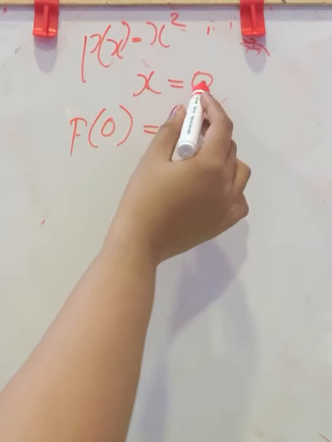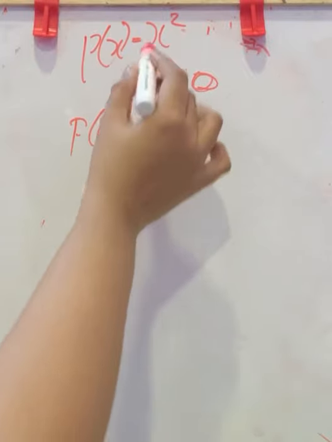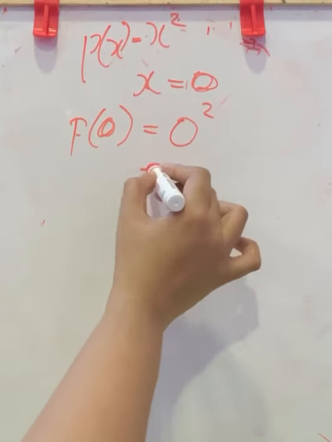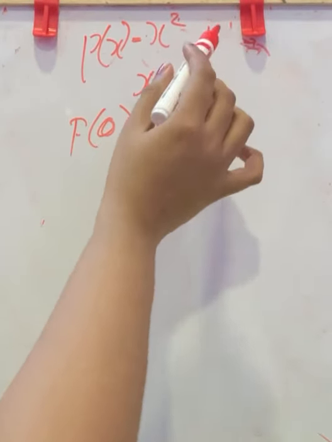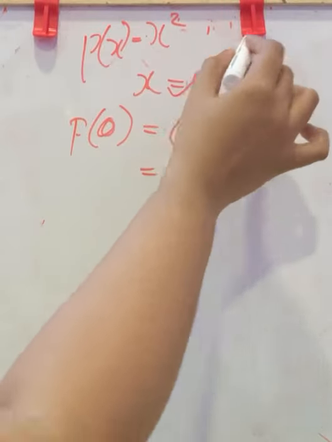Then we substitute x equal to 0, this becomes 0 square, which is equal to 0. Yes, 0 is a zero of this polynomial.